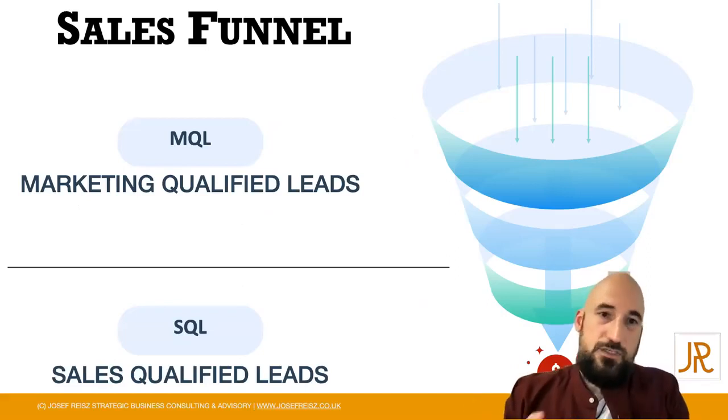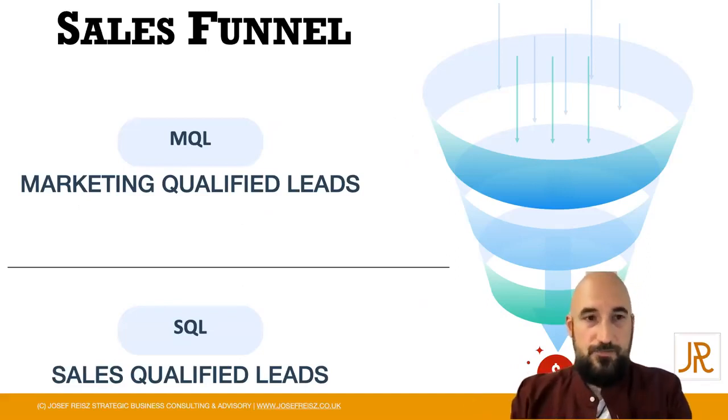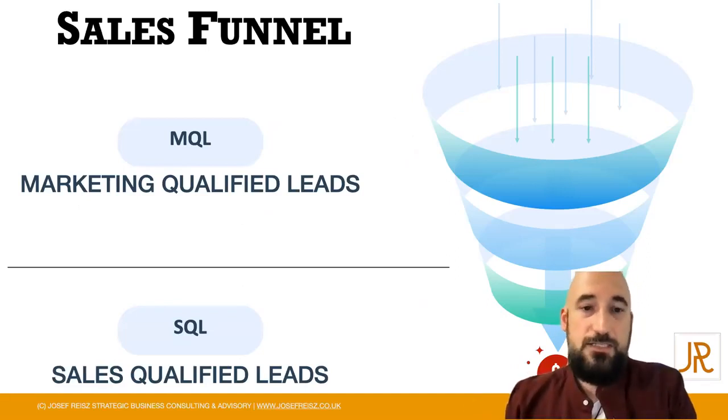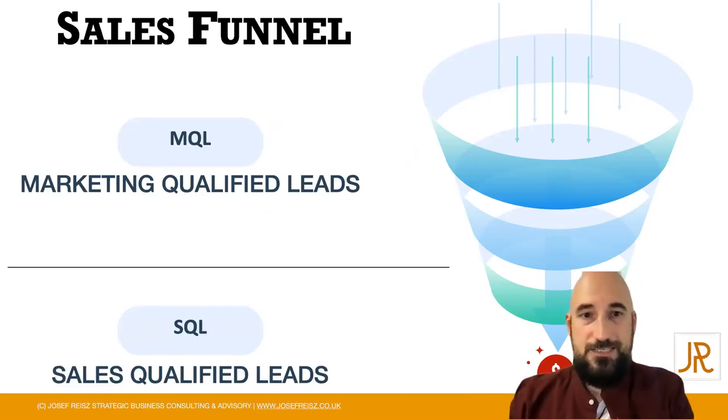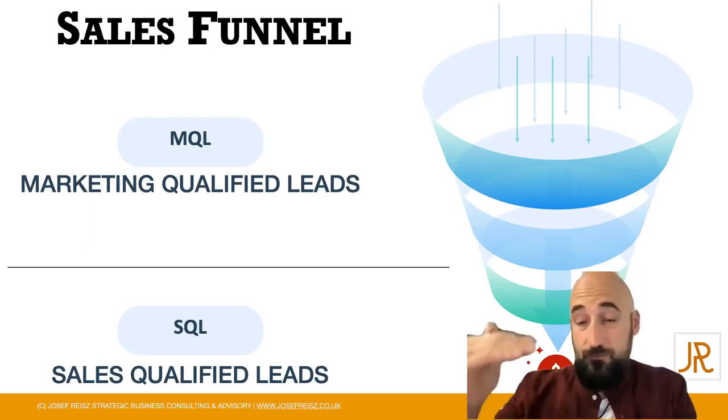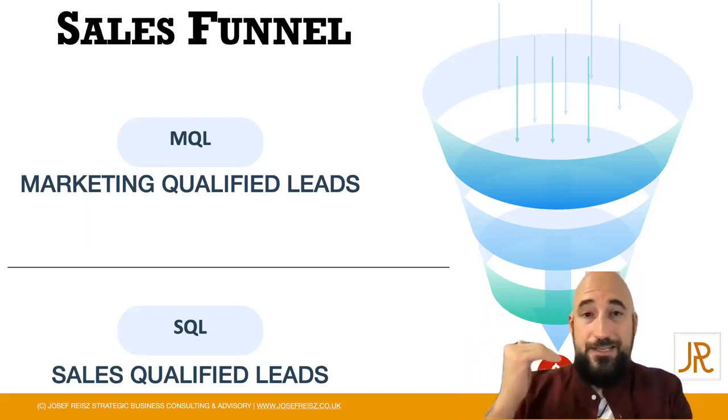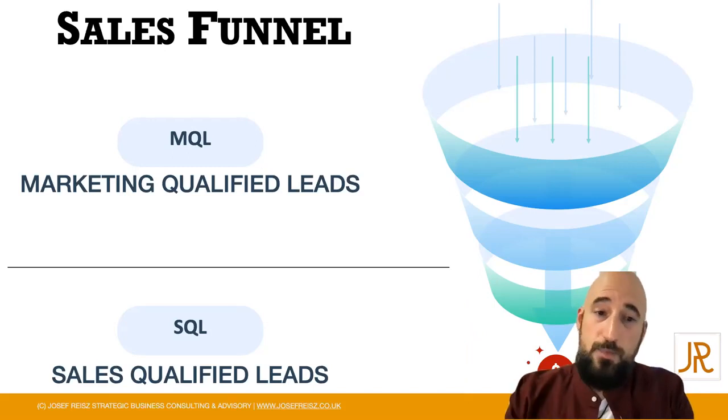We can distinguish two types of leads. One is the MQLs and the other one is the SQLs. It has nothing to do with databases. Basically it means we have MQLs, which are marketing qualified leads, which are at the top of the funnel. They have given us their permission to send them more value, either through email or mail or messages.